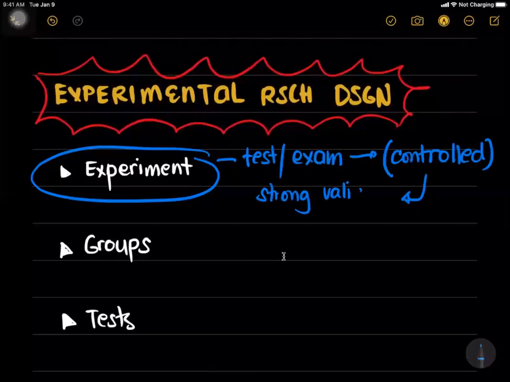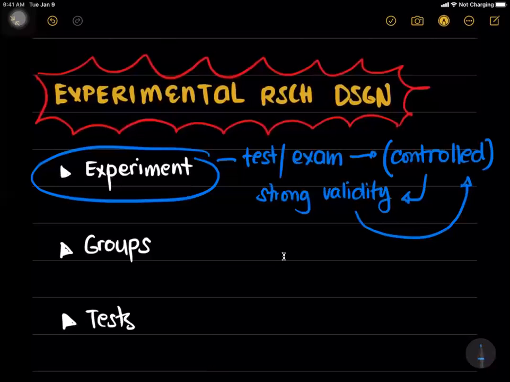So remember that validity is always associated with control. If the researcher does not really put a lot of control into his or her methodology, sometimes validity can be questioned. But if you have a very established and strong control, and if you do it in an experimental design, then rest assured that there is a strong validity.